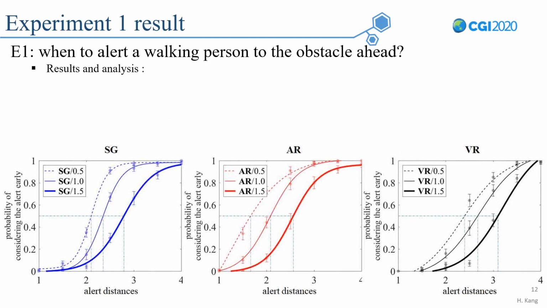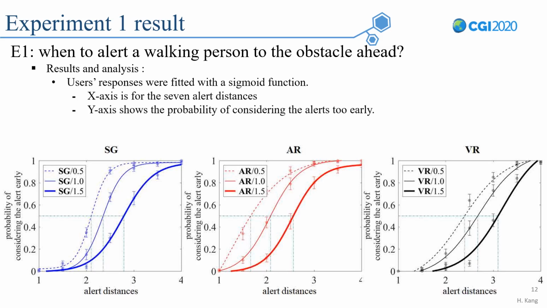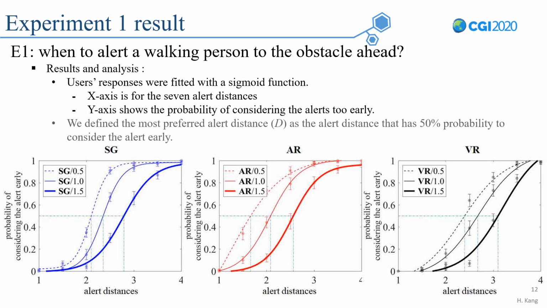The analyzed results are shown in the figure below. The data were fitted with the sigmoid function, the x-axis for the 7 alert distances, and the y-axis shows the probability of considering the alerts too early. Then we defined D, which is the most desirable and preferable alert distance, as the alert distance that has 50% probability to consider the alert early.